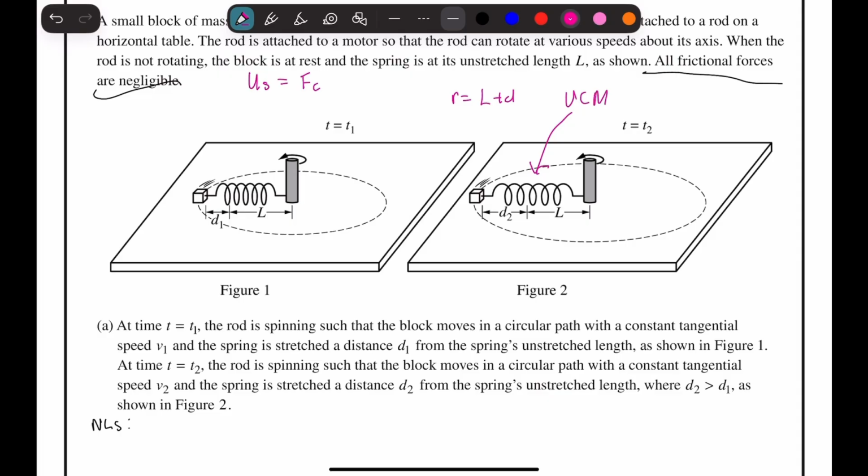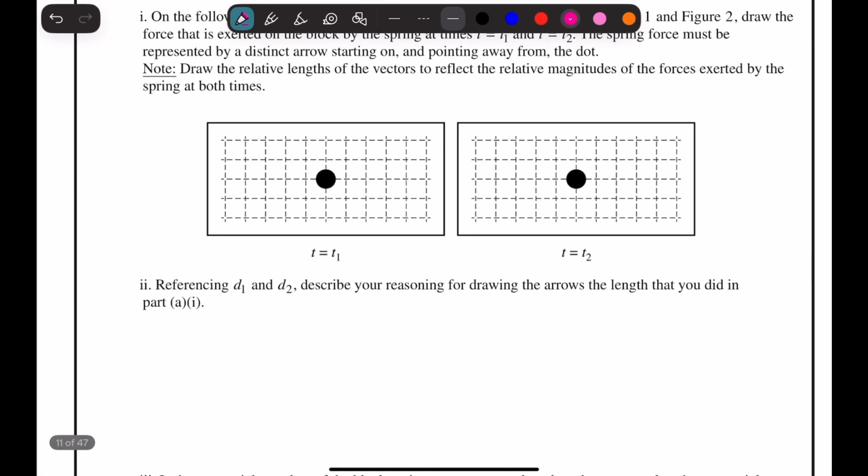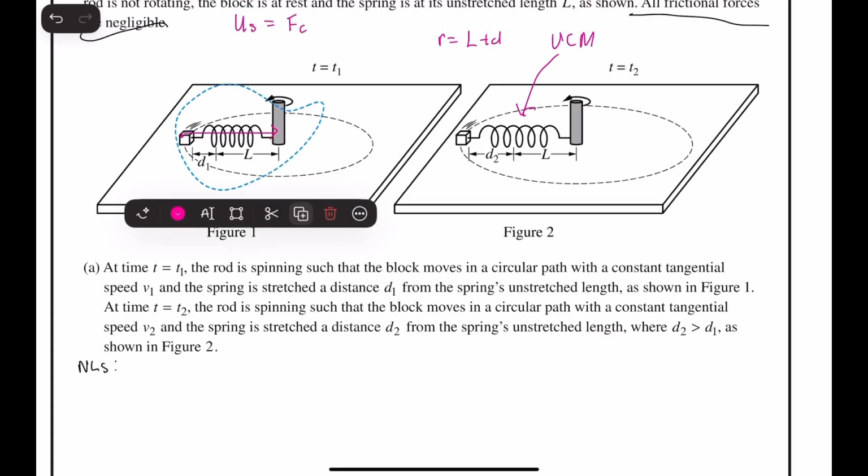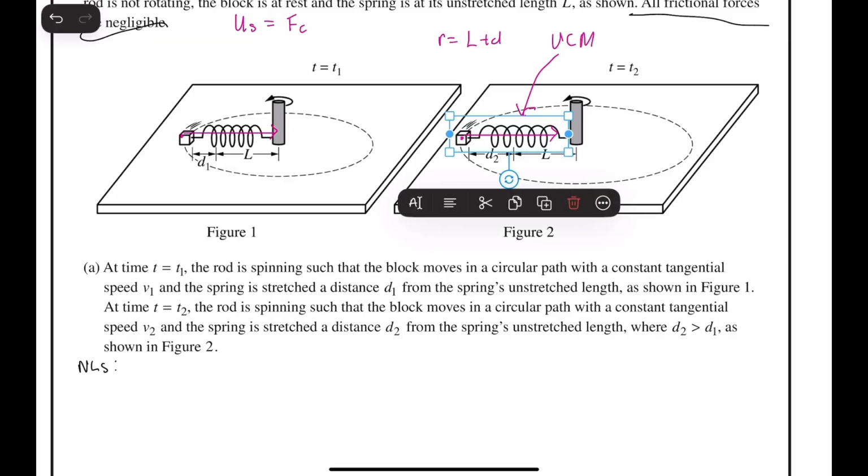Something we need to know is that the spring force is going to equal the centripetal force. So now going back to our force diagrams, at both times t1 and t2, we have one vector, and they're both going to be radially inward. So that's toward the rod, which is going to be to the right because of where our masses are. They're both going in toward the rod, inwards to the right for both of them.